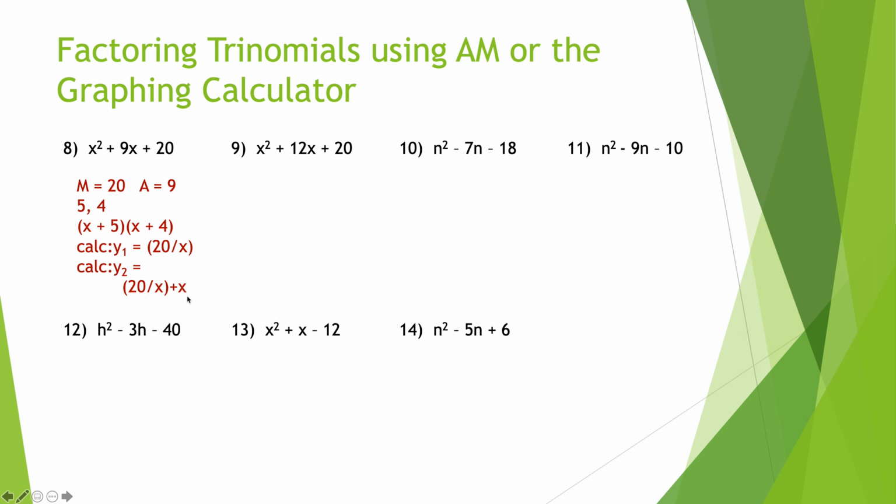When you do that and you look in your calculator, look at the third column for where it says 9, and then look at the two previous columns. It will say 5 and 4 in either order, and that's where you write the binomials x plus 5 and x plus 4. So now, using either the AM technique or the graphing calculator technique, whichever you prefer, try number 9. Go ahead.